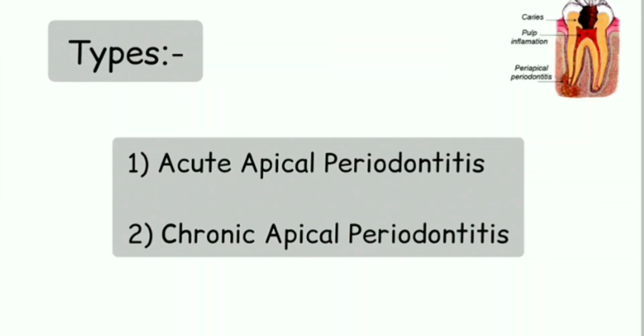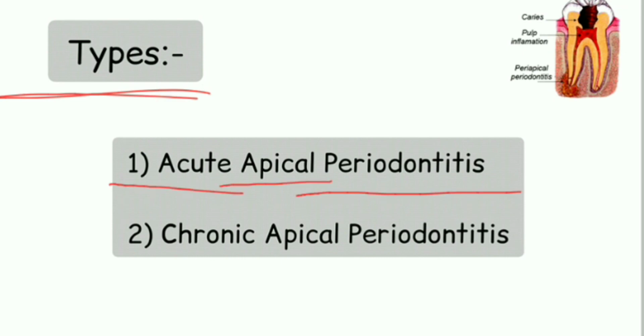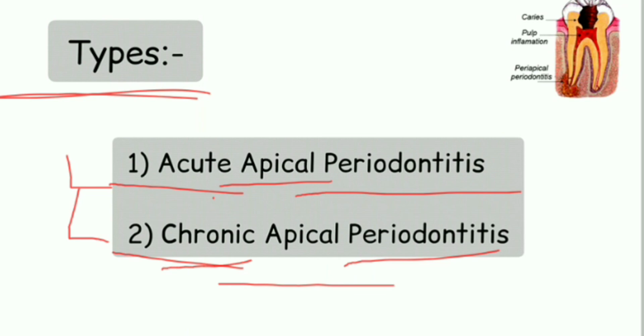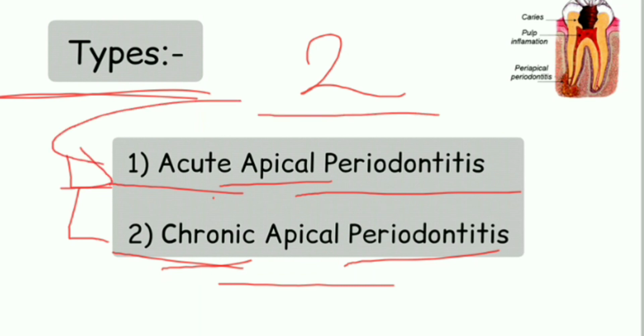So next is types of periodontitis. There are two types: acute apical periodontitis and chronic apical periodontitis. We're going to learn about each of these in detail in another video, specifically for acute and specifically for chronic. So I'm ending this video here only. Please make sure to watch part 2 of it, which is in detail about these two lesions.